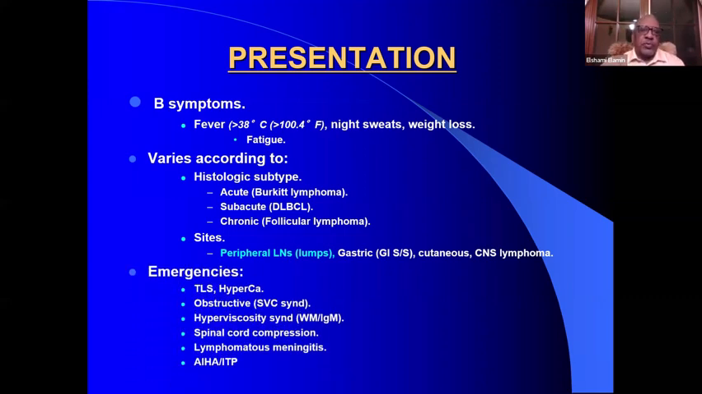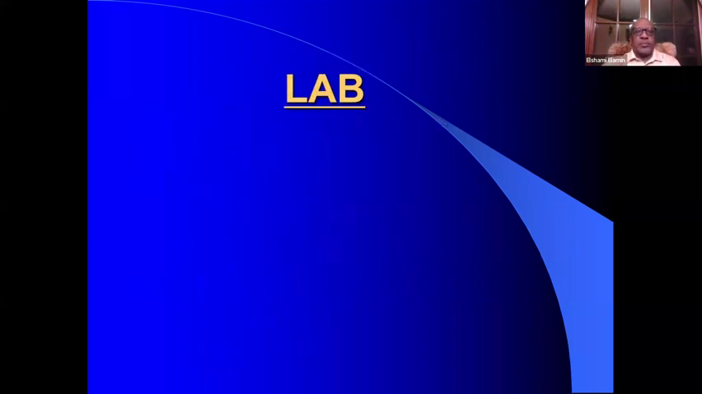Also, the lymphoma may present as an emergency, in case of tumor lysis syndrome, like Burkitt lymphoma, or hypercalcemia. It could be an obstructive presentation if a lymph node presses on the superior vena cava, presenting with superior vena cava syndrome. Hyperviscosity in case of Waldenstrom, spinal cord compression if it involves the spine. It could be meningitis, or it could be a hematologic presentation, like autoimmune hemolytic anemia or ITP.